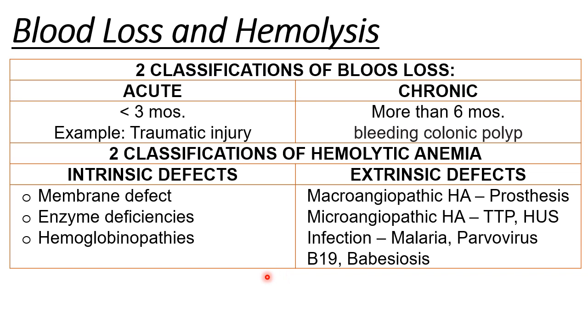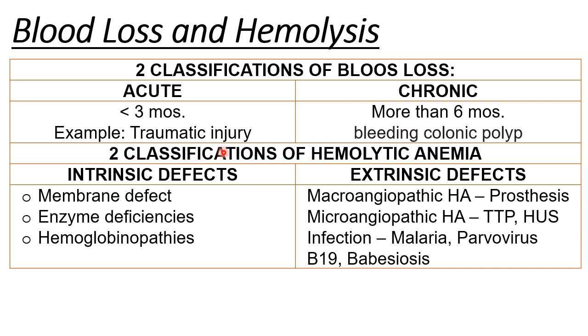Okay, next, nakita nyo na rin to before, no? We can classify anemia based on the mechanism of blood loss and hemolysis. Unahin natin yung blood loss. You can classify the conditions of blood loss according to timeline. Kapag less than 3 months, no, pwede natin masabi na acute blood loss yan. And example natin dyan are your traumatic injuries.